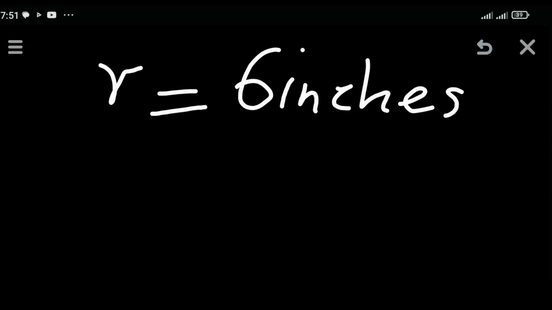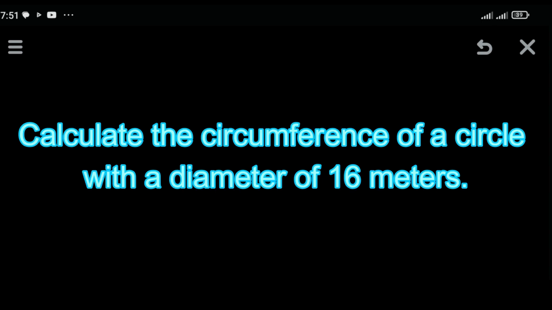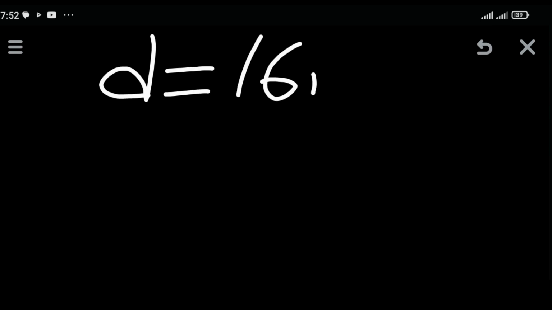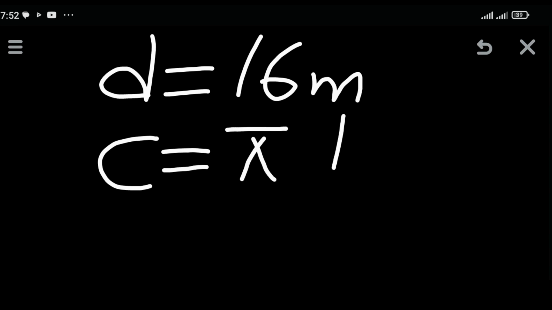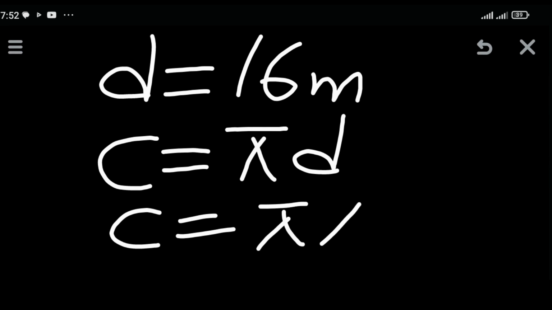The second question also goes thus. It says calculate the circumference of a circle with a diameter of 16 meters. Diameter is given to be 16 meters. What will be our circumference? Therefore, our formula for circumference C equals pi multiplied by the diameter D. So from here, our diameter D is given as 16 meters.